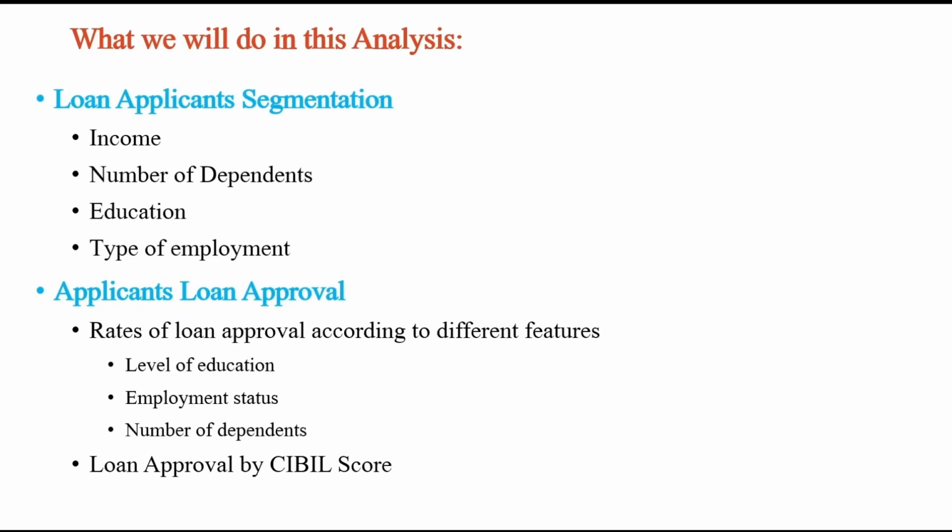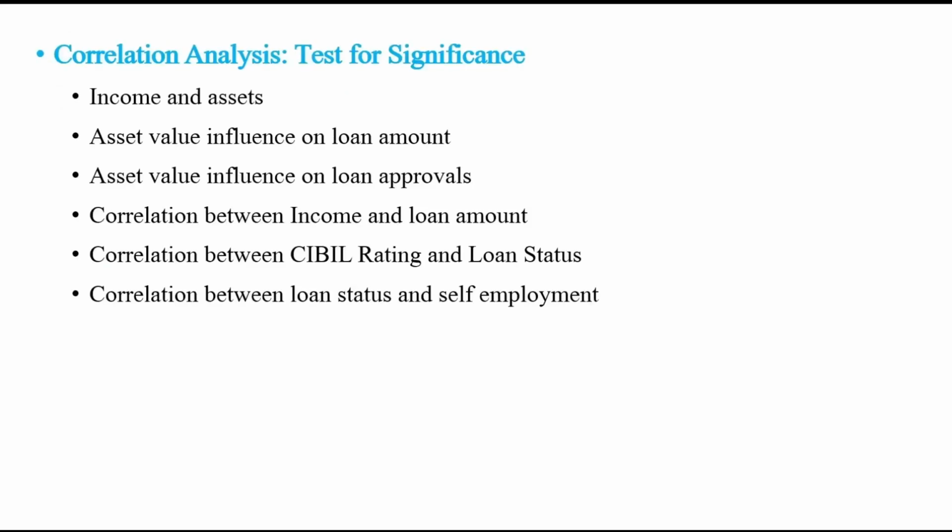We will also be conducting the loan approvals where we will be considering the different types of CIBIL score for different applicants. Another type of analysis that we will be conducting will be the correlation analysis. Under this, the main objective will be testing for significance depending on the features that we will be employing in this analysis. Some of the features include income and assets. So under this, we will be determining if applicants' income has a correlation to the types of assets they possess.